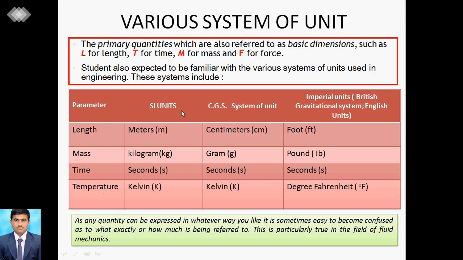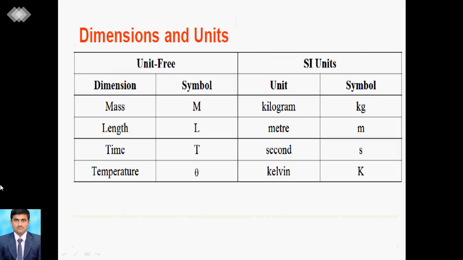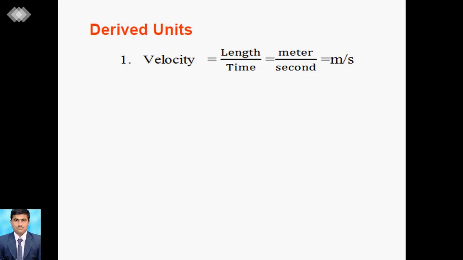But in case of temperature, the Kelvin is for SI and CGS, but in case of British, it is degree Fahrenheit. Now, these are the dimensions with symbols and units. Here M is for mass, L is for length, T for time, and theta is the temperature. So these are the SI units. Now we move to derived units.